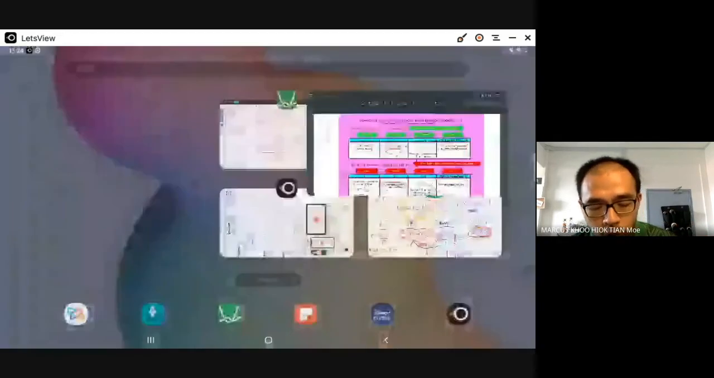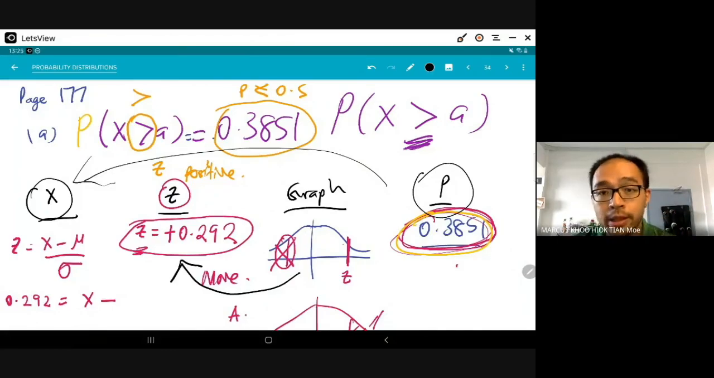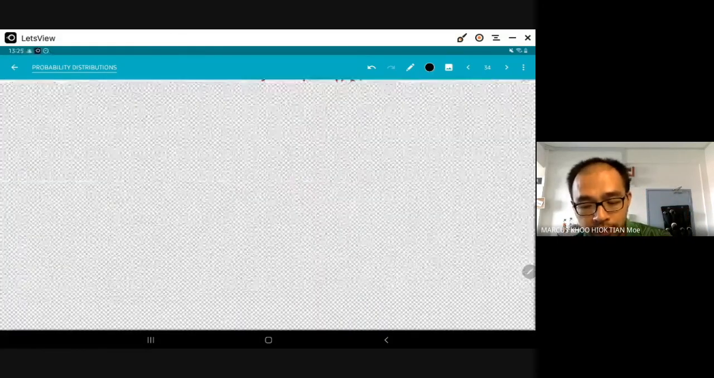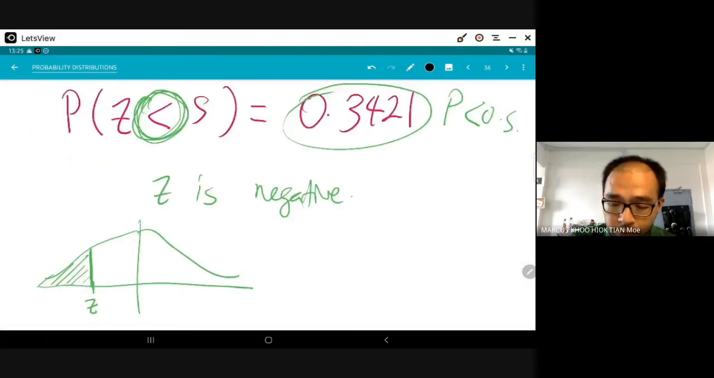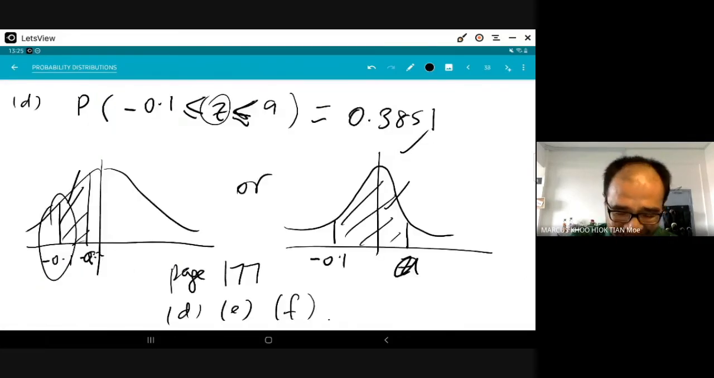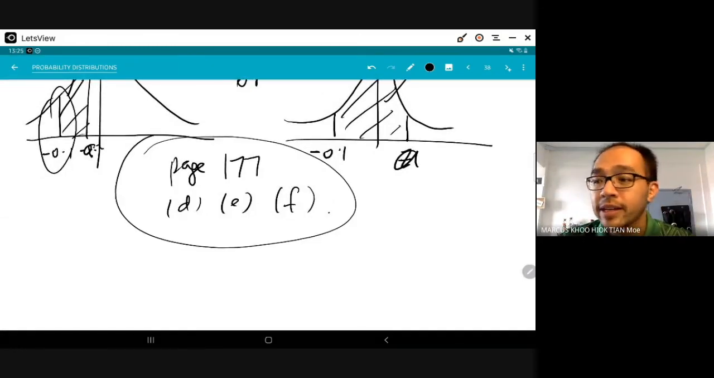If you already know both how to find the probability and how to find the x value from the probability, then I would suggest that you take a look at the 3 questions that I said just now. Page 177, question D, E, and F. Okay, so play around with this.